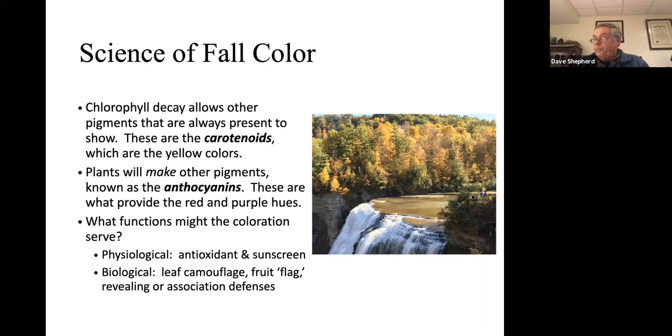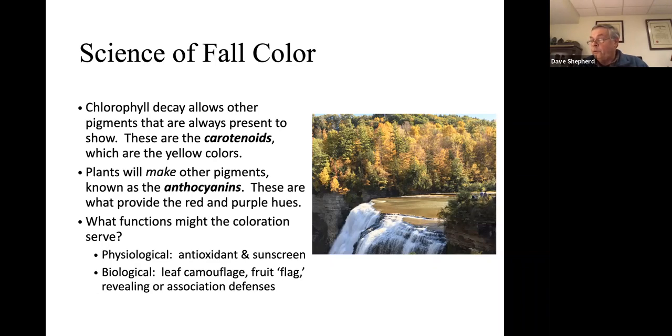But these pigments are actually manufactured in the leaf during the leaf drop process. Well, the leaf itself is dying, and the tree is going to shed it in a couple weeks or so. So why would we spend yet more energy building these pigments in there if we're just going to get rid of them? Well, that's where we get into the possible functions of what the fall color is telling us.